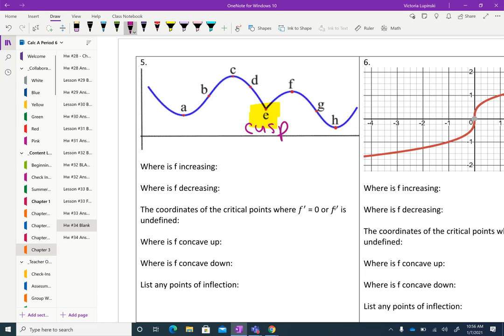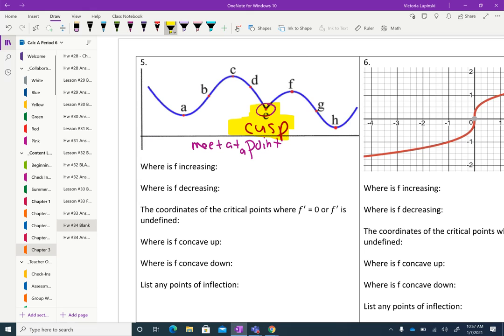Why is it a cusp? Because it appears to meet at a point. Again, here at E, it looks like the two pieces are meeting at a point as opposed to meeting at a curve. So that is how you're going to identify cusps from this point forward graphically. It's where two pieces look like they're meeting at a point.